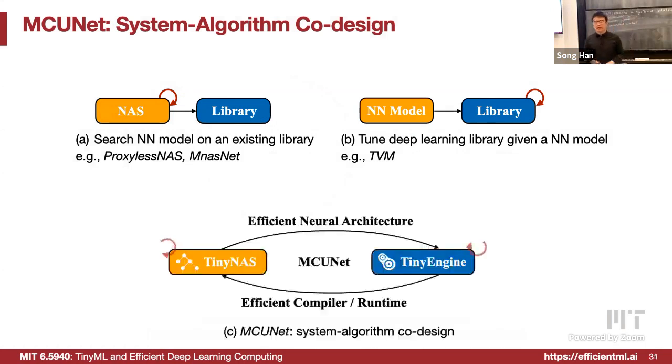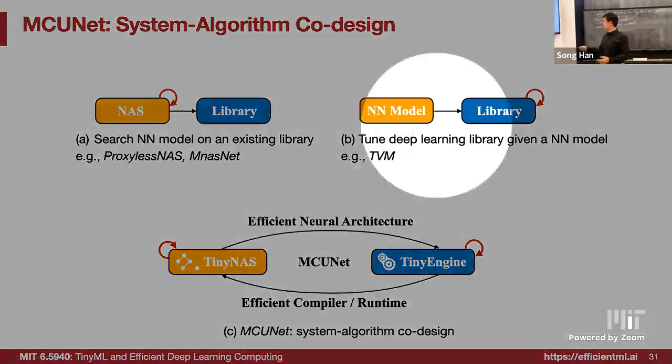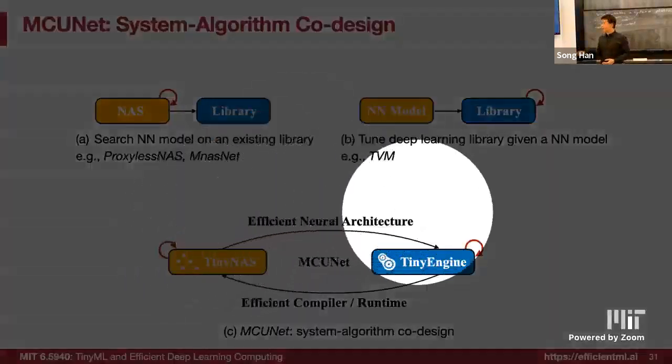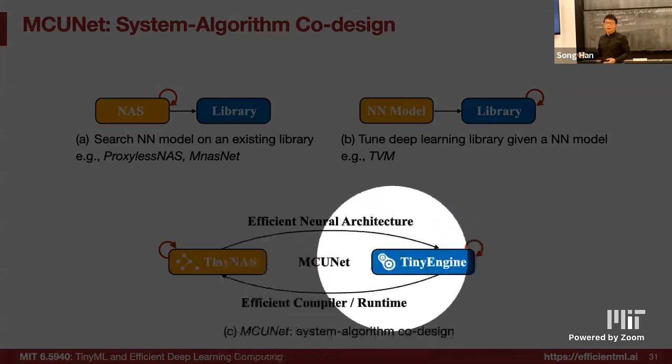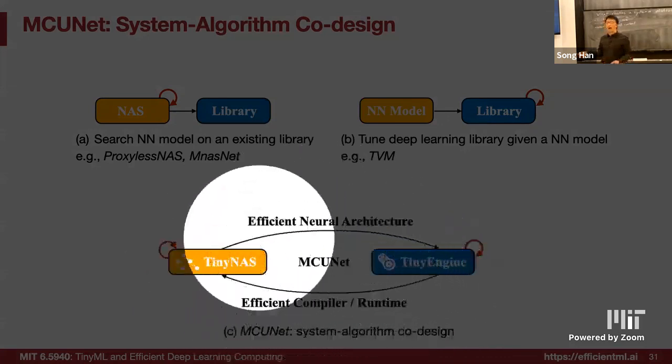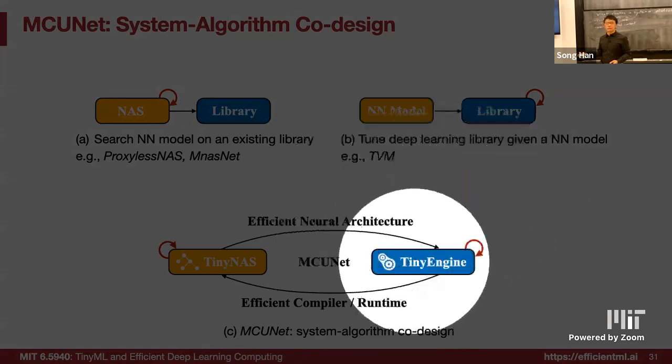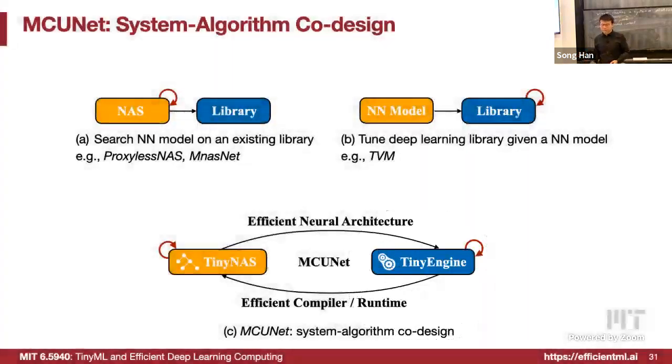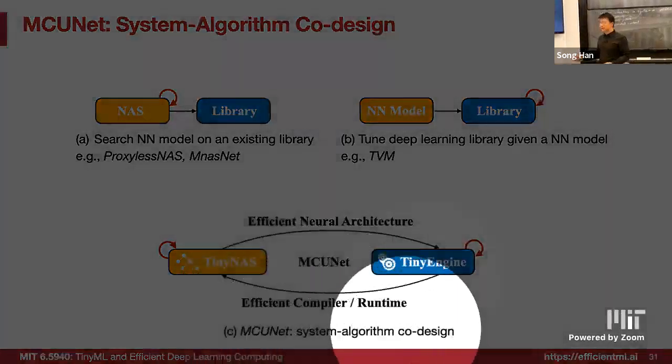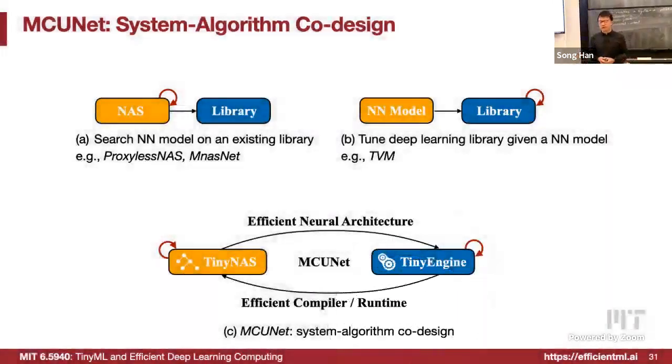And what we find is that extreme efficiency comes from co-designing the neural architecture and also the inference engine. You need to co-design both directions so that you can explore a larger design space, including proposing an efficient neural architecture, and also efficient compilers and runtime so that you can map the architecture onto the inference engine. So the basic idea of MCUNet is system and algorithm co-design.